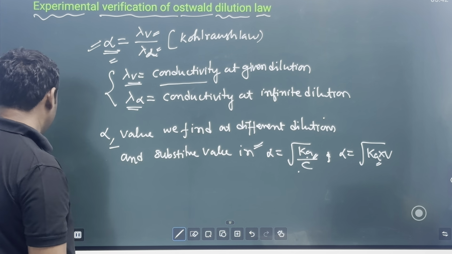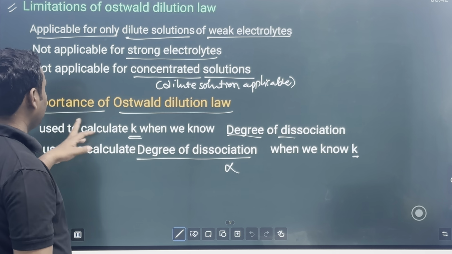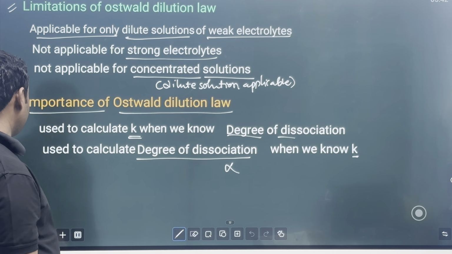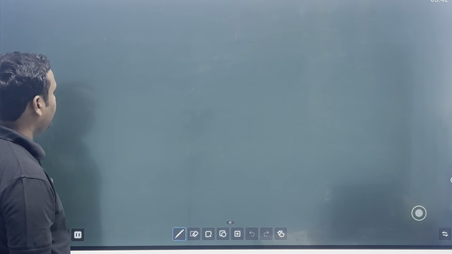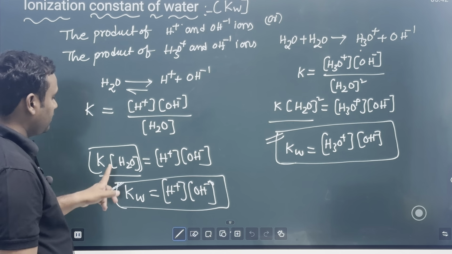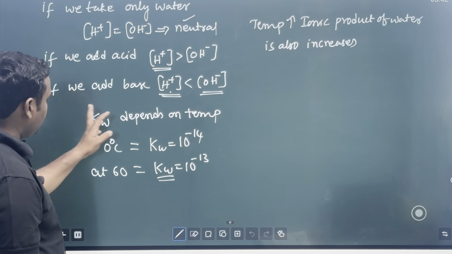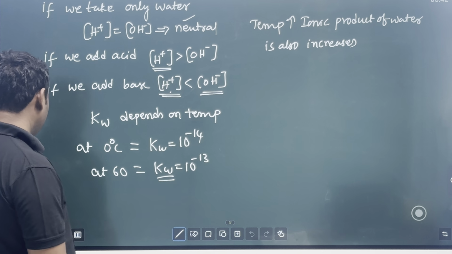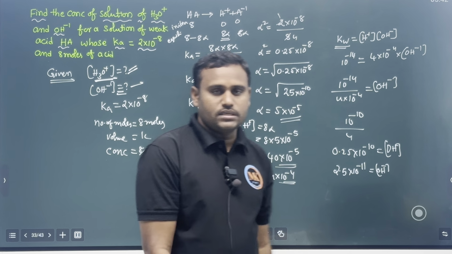Next, limitations and importance of Ostwald dilution law. And next, factors is already completed. Next, ionization constant of water. What is the ionization constant of water? So what are the conditions for the acids and bases? And one model problem on the acids and bases. Okay.